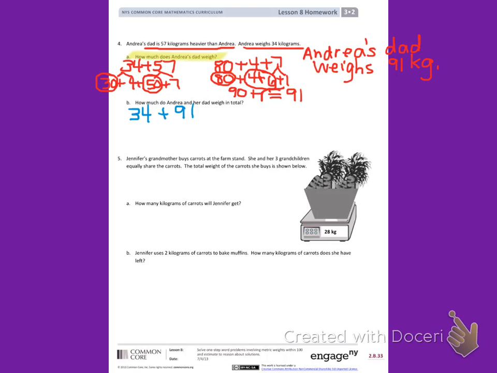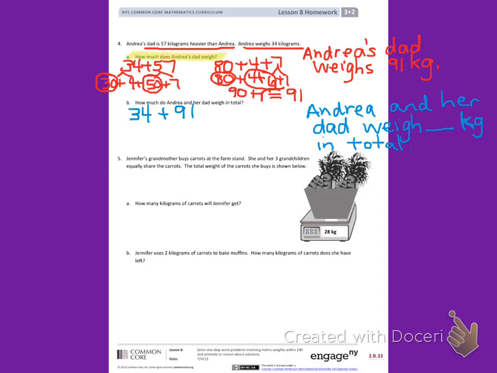Don't forget to answer this question in a sentence. How much do Andrea and her dad weigh in total? Andrea and her dad weigh blank kilograms in total. Remember, we're using kilograms because kilograms were used in 4A.